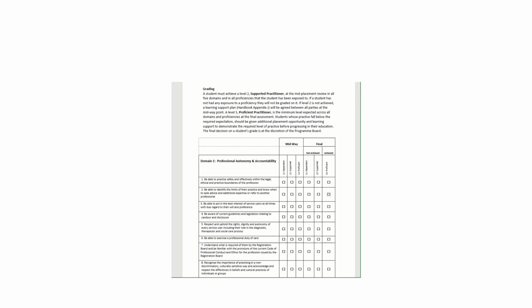If the student doesn't achieve a level two at the midway point, a learning support plan will be put in place and agreed between the student, the practice educator, and the practice lecturer. This will give the student as much chance as possible to focus on those particular proficiencies and give them the best opportunity to improve upon those for the remaining part of their placement. The same process can also be engaged in at the final stage of placement.